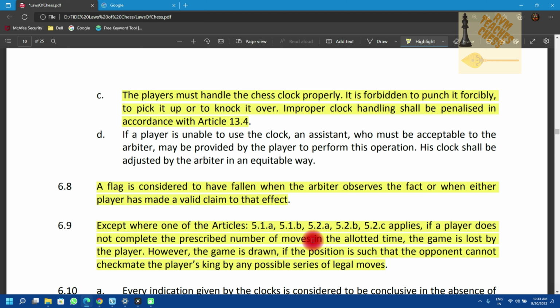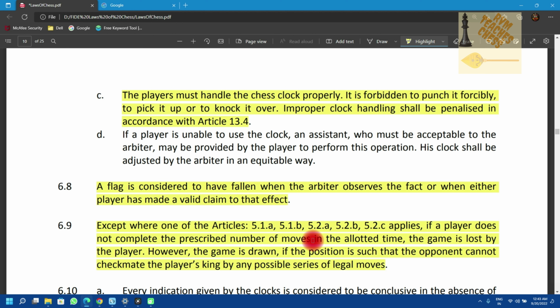Okay, a flag is considered to have fallen when the arbiter observes the fact or when either player has made a valid claim to that effect. Say for example, you are playing a classical tournament and used up all your time. Your opponent may not have noticed it and he might continue playing, thinking that there is time on your side of the clock. But if the arbiter was watching the game and finds out that your side of the clock has used up all the time and the time has elapsed, then the arbiter has the right to interfere and immediately declare the game as lost for the player who has used up all his time.